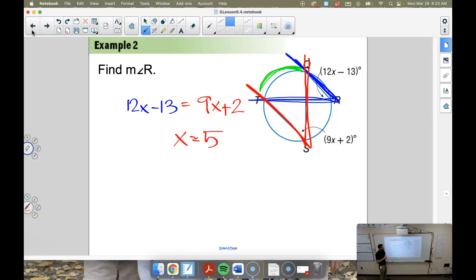I guess I should mention this. You can plug it into either one. You can do 5 times 12 minus 13, which is the one they're supposed to do. That's angle R. But this is the exact same thing, right? And I know 5 times 45 plus 2 better than I know 60 minus 13. Not that I couldn't figure it out, but I probably could do this a little faster. And the answer is 47. So the measure of angle R is 47.